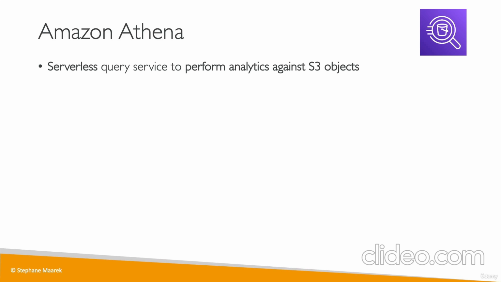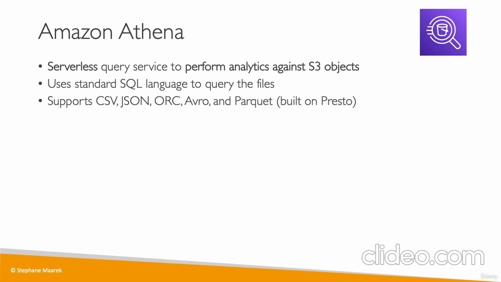So now let's talk about Amazon Athena. Amazon Athena is a serverless query service to perform analytics against your objects stored in Amazon S3. So the idea is that you would use the SQL query language to query these files, but you don't need to load them. They just need to be in S3, and Athena will do the rest. So these files can be formatted in different ways, such as CSV, JSON, ORC, Avro, and Parquet. And Athena is built on the Presto engine, if you must know.